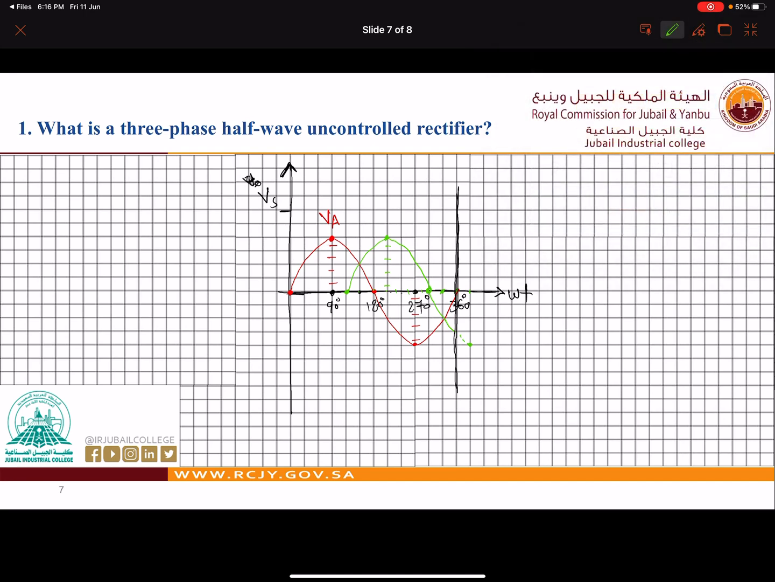Now we know that the peak is 1, 2, 3. So this is 1, 2, 3 boxes. So this is its peak. So we count 4, 1, 2, 3, and 4. This is its peak, right? So we can complete the waveform. Okay. Now let us complete the waveform. So this is 1, 2, and 3. So it will stop here. We can draw like this. And dots outside. Now this is for phase B.